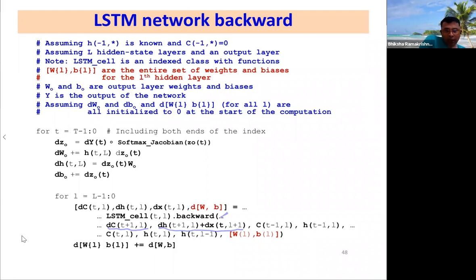When you have the cell, remember the H is going forward, it's also going up, right? So when you're going backwards through the layers, you've already gone back in time. At this point, you have a derivative coming this way, and you have a derivative coming this way, and they both must be added to give you the real derivative with respect to H. So that is the one extra fancy step over here.